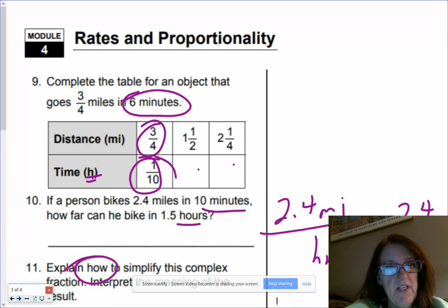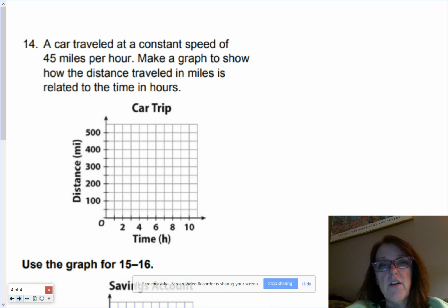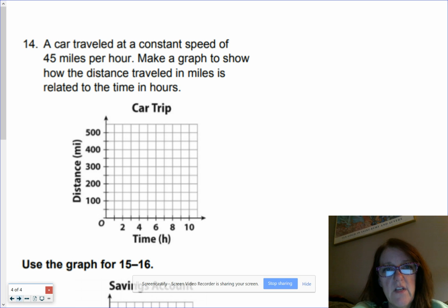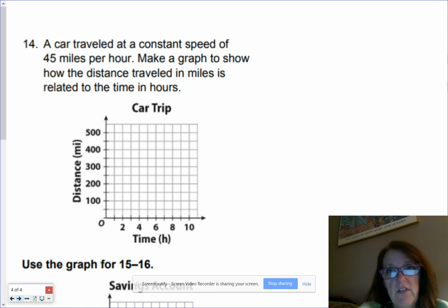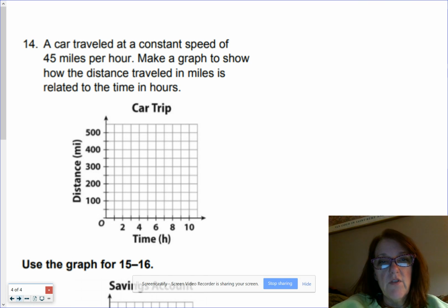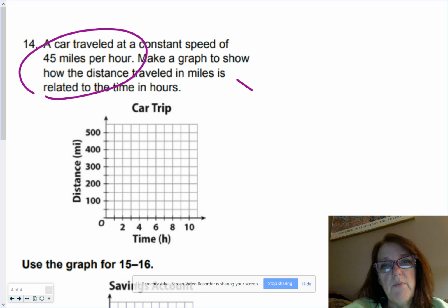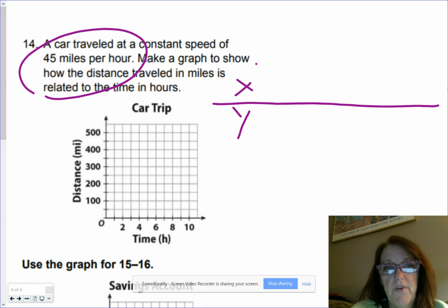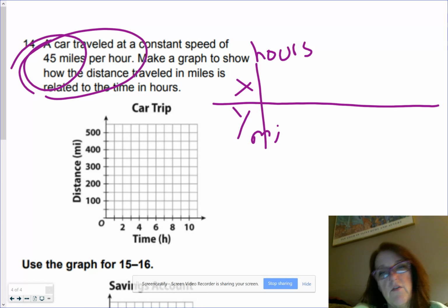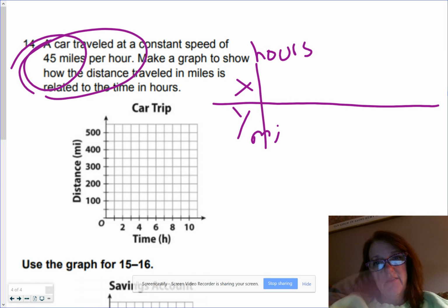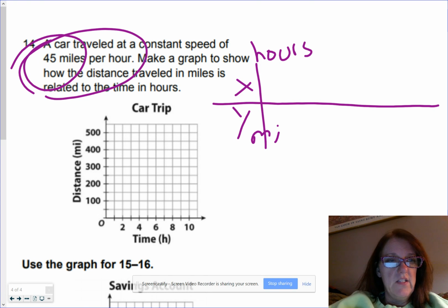All right, last but not least, the last page. The car is traveling at a constant speed of 45 miles per hour. Make a graph to show how the distance traveled in miles is related. So you have to graph this, okay? When you aren't given your numbers to actually plug in, but you have the equation or this information, you should be able to create a table of input and output. This is hours, this is miles, and you simply know that they're traveling 45 miles an hour. Fill it out, do some graphing, connect the dots.